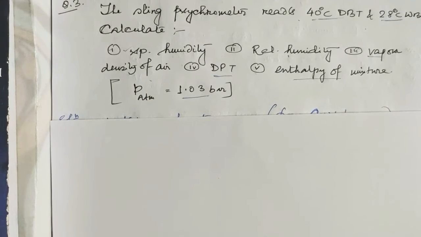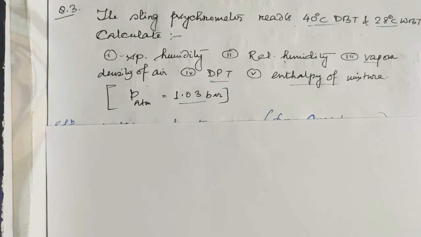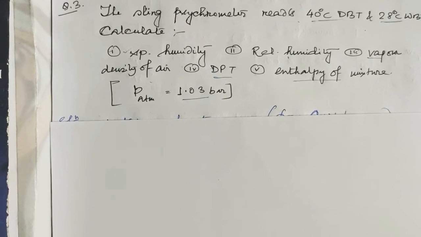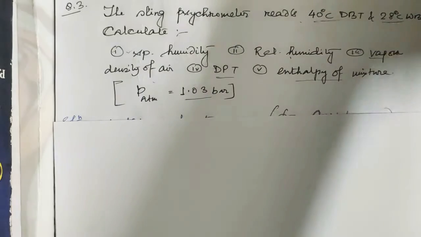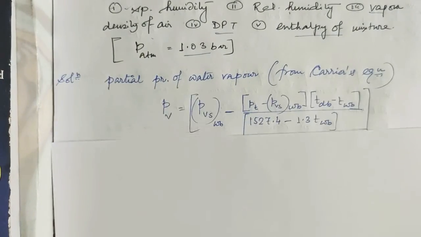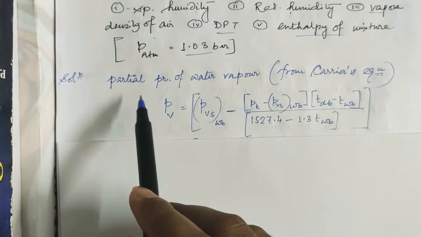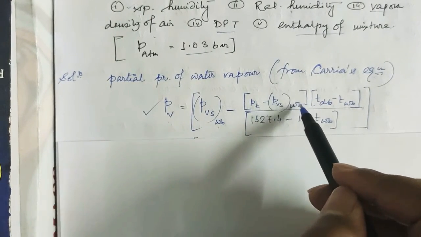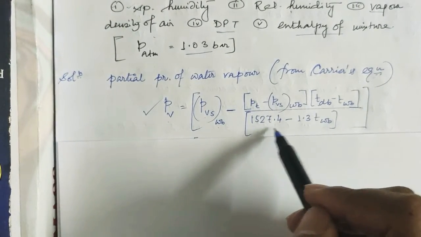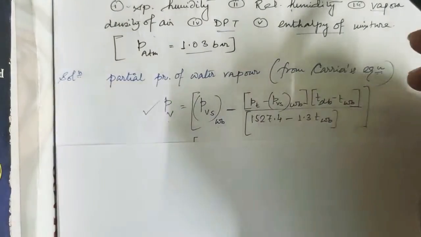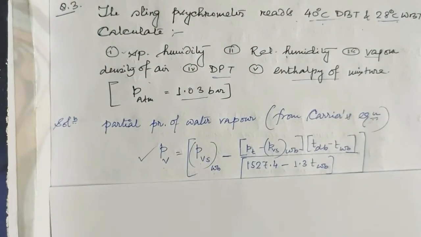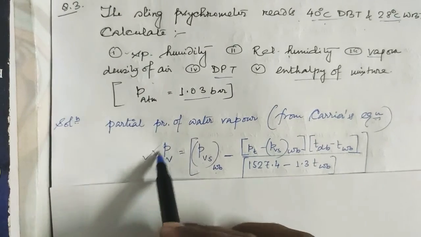Now for this particular question you have to use one equation which we have discussed while discussing the intrinsic properties of moist air. That is, how can we find out the partial pressure of water vapor using Carrier's equation? So using Carrier's equation, this is the general form: PV equal to PVS at wet bulb minus (PT minus PVS at wet bulb) into (T dry bulb minus T wet bulb) divided by this one. In this equation, dry bulb temperature is known, wet bulb temperature is also known. So using those two values you have to find out the partial pressure of water vapor.